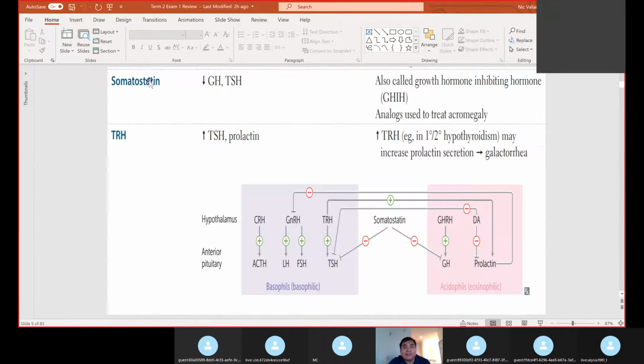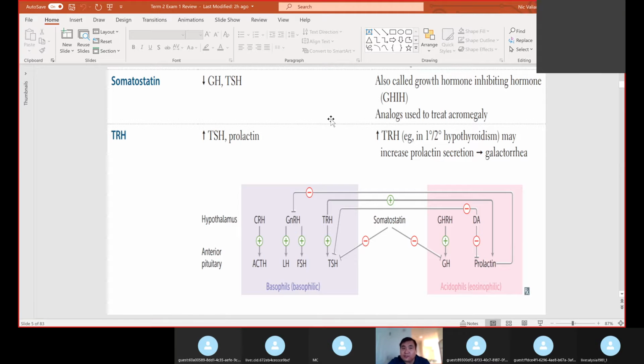Next, somatostatin. What's the function of somatostatin? Decrease growth hormone and thyroid stimulating hormone. We also call somatostatin a growth hormone inhibiting hormone, okay? They might play games on you. They're not going to use somatostatin. They're going to use GHIH. It's the same thing. And you use a somatostatin analog to treat acromegaly.